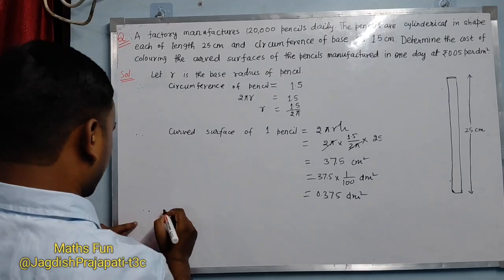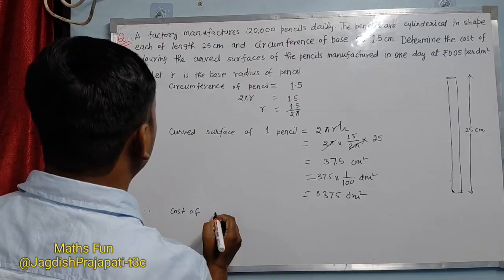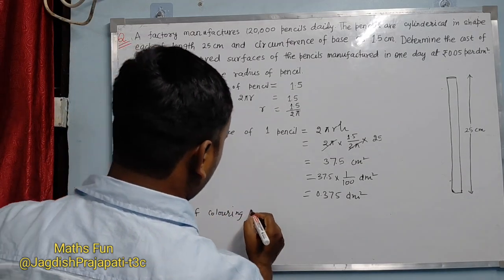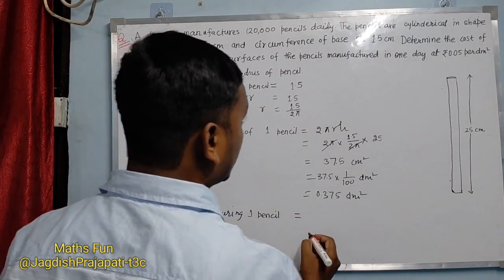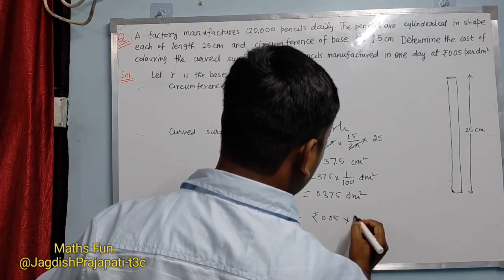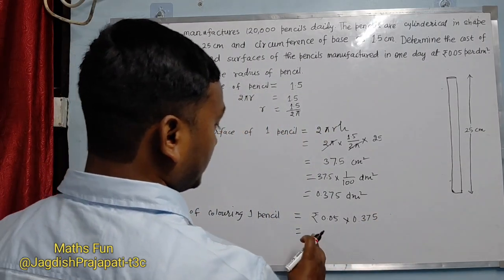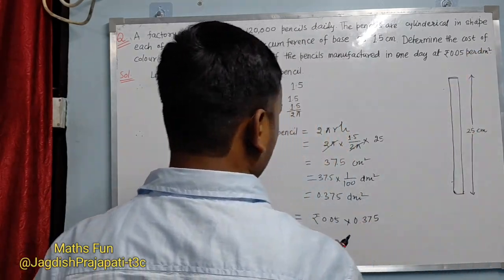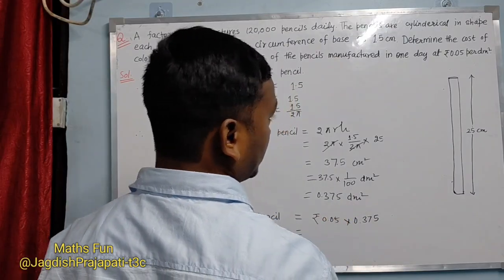Therefore, the cost of coloring one pencil will be rupee 0.05 into 0.375. Since the cost of 1 square decimeter is this much, the cost of this many square decimeters will be multiplied by this.